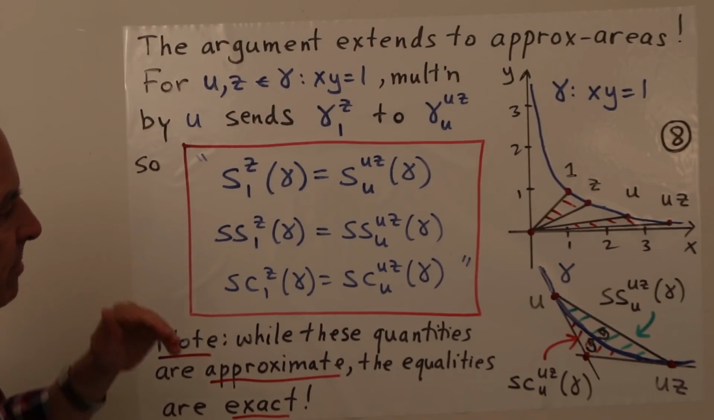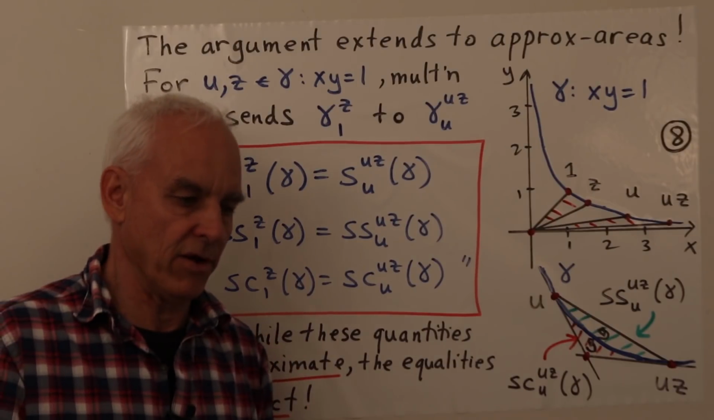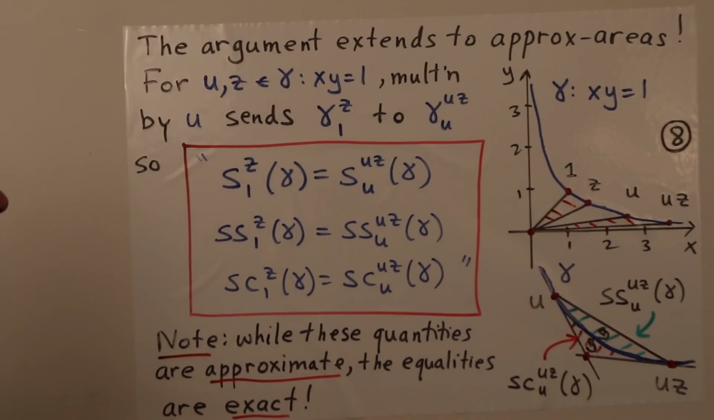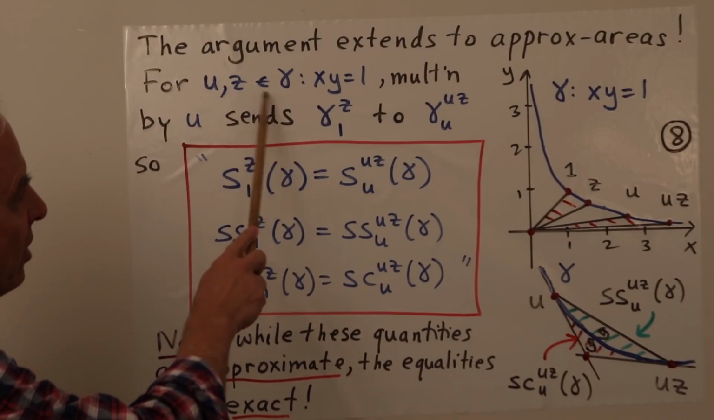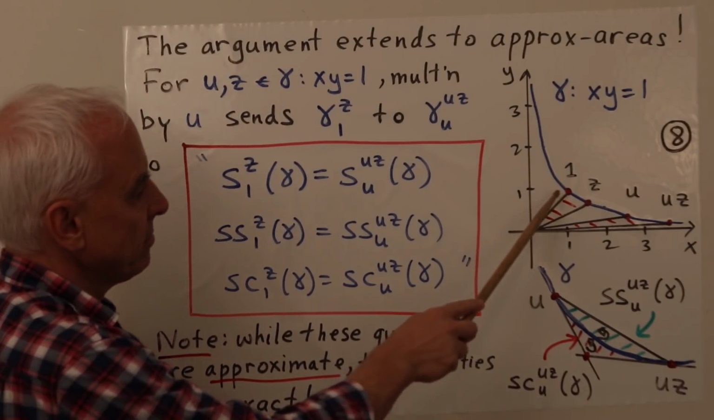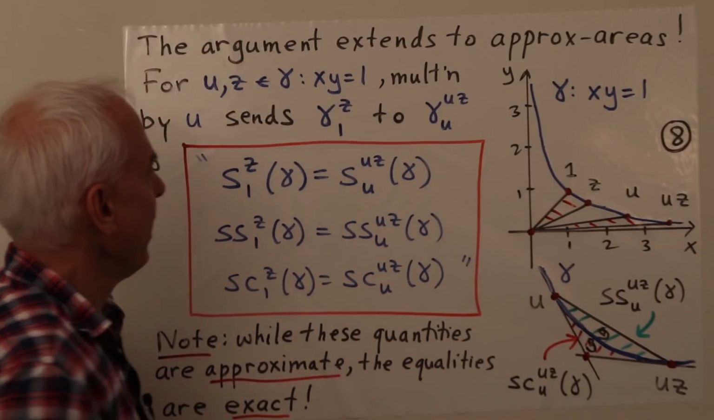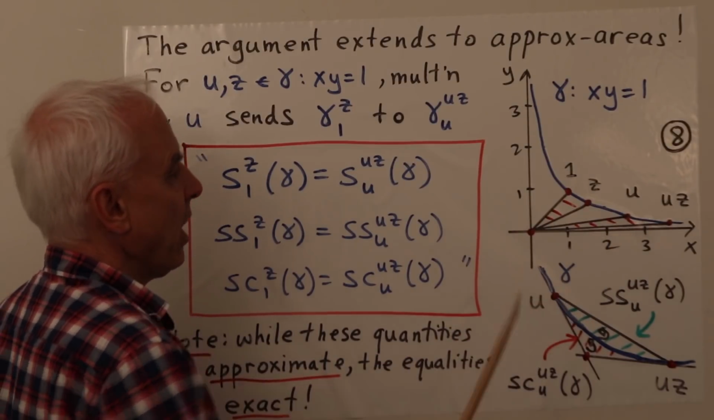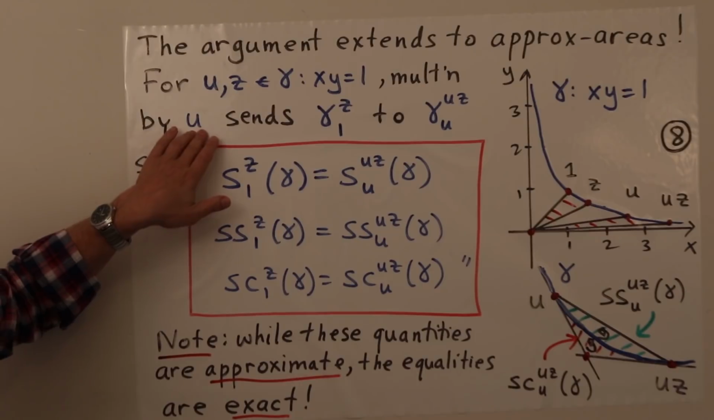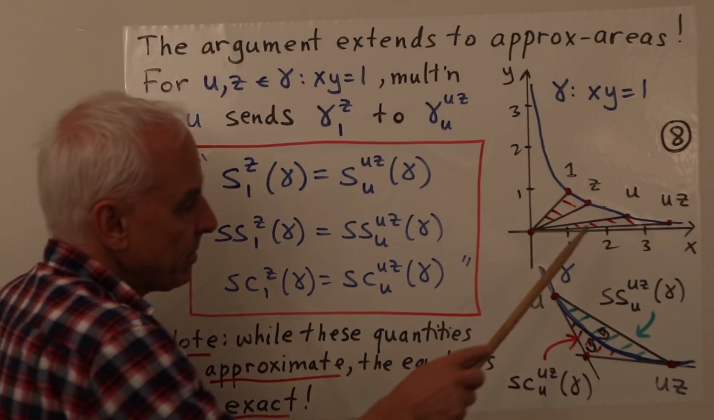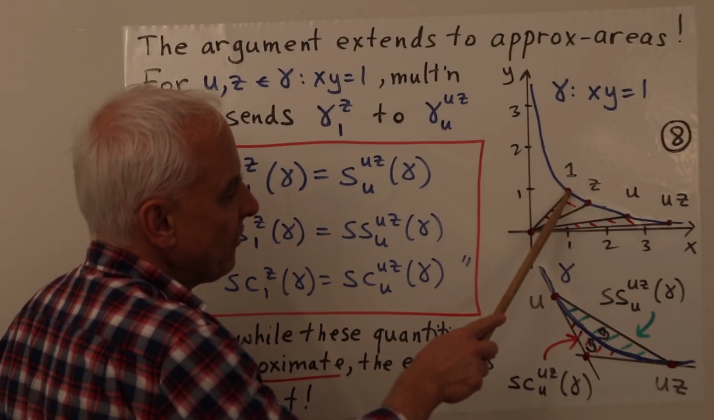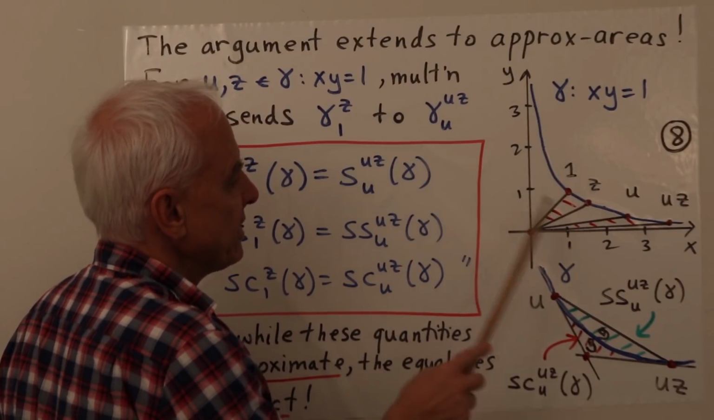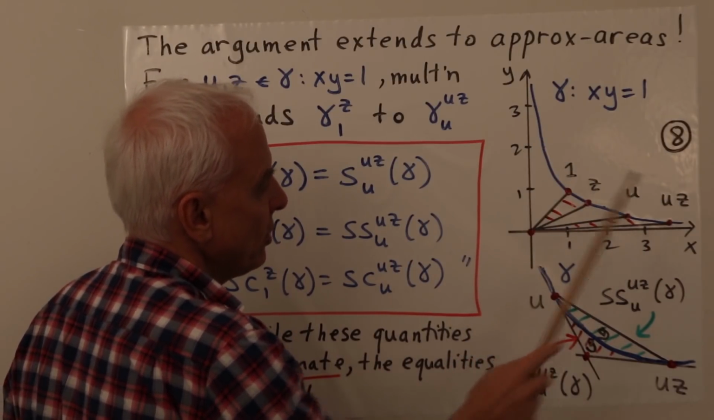Which is that we're able to make conclusions about approximate areas determined by segments of such a curve. So suppose that u and z are on the curve gamma, where gamma is x² + y² = 1. For example, here is 1, and here is z, and here is u. And here's the product u times z. And let's say we consider multiplication by u. Multiplication by u is going to send this portion of the curve from 1 to z, that segment there, to the segment from u to uz.